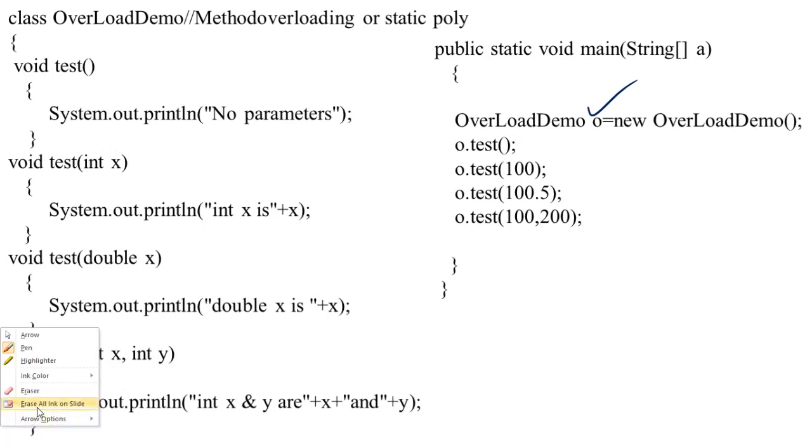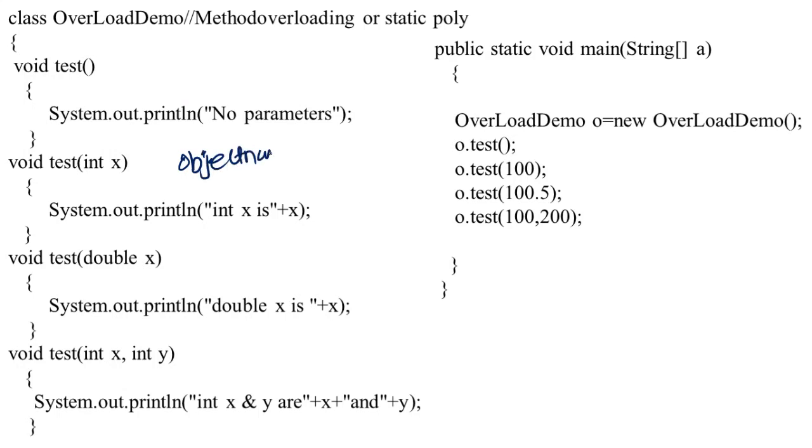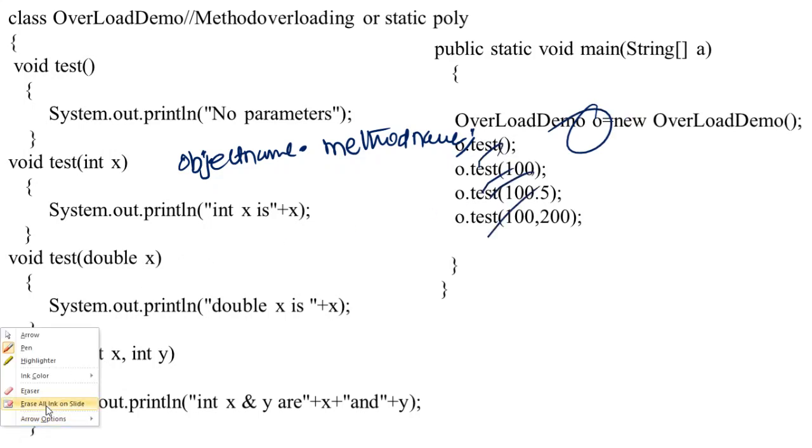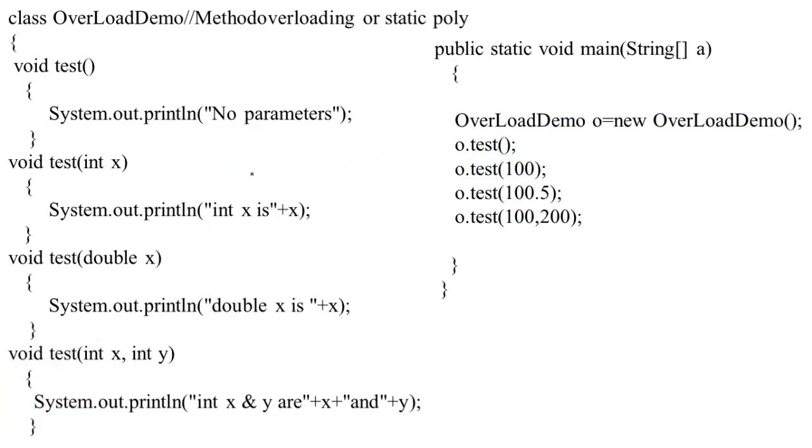Now, what is the procedure to call these methods? Object name dot method name. Just always understand. Object name dot method name. This is the syntax. Therefore, O is the object name, and test is the method name. Of course, there are different ways of calling a particular method. I will explain that later. For the time being, just understand this.